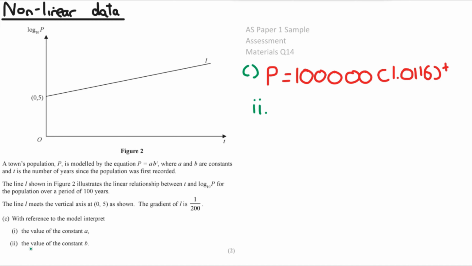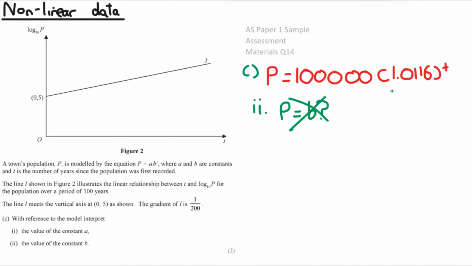So for the second part, we need to interpret what the value of the constant b is. Remember, b is this part here. So let's consider the same thing again. When is p equal to b? Quite annoyingly, p is never actually equal to b, because we have this factor at the front here, which complicates it, because it will always make it bigger than b. So it will never actually be equal to b.